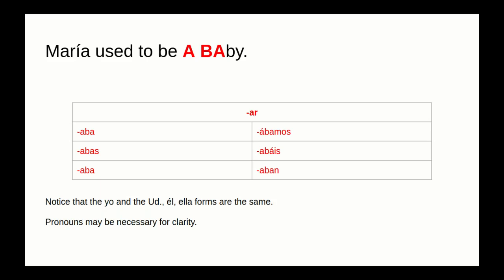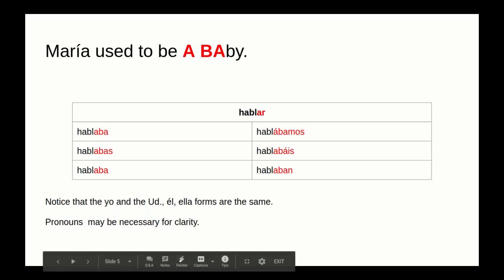They are aba, abas, aba, ábamos, abais, and aban. Note that ábamos has an accent on the first A, and abais has an accent on the second A. Note also the yo and the él, ella, and usted forms are the same. So in these cases, pronouns, yo with the aba and él with the aba ending on the verb, might be necessary for clarity. So let's use our regular verb hablar here.